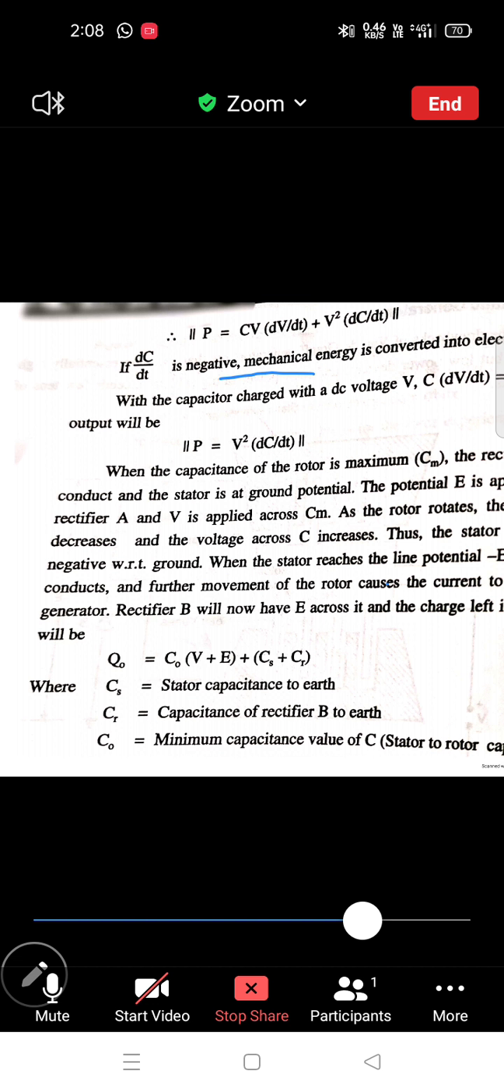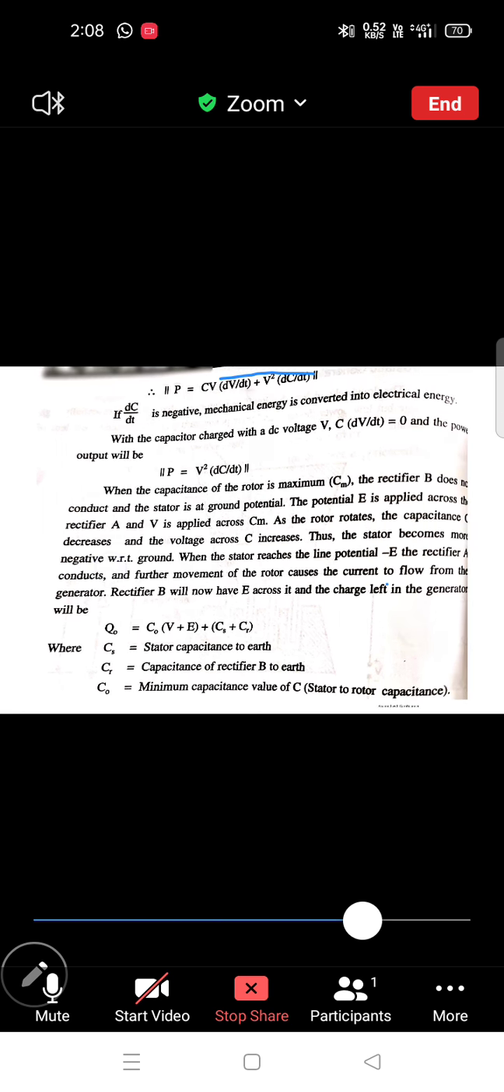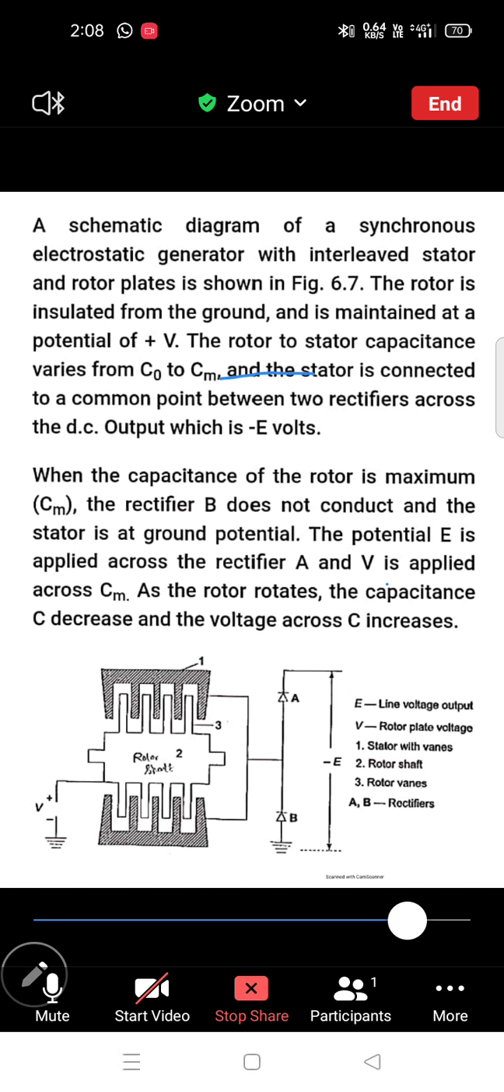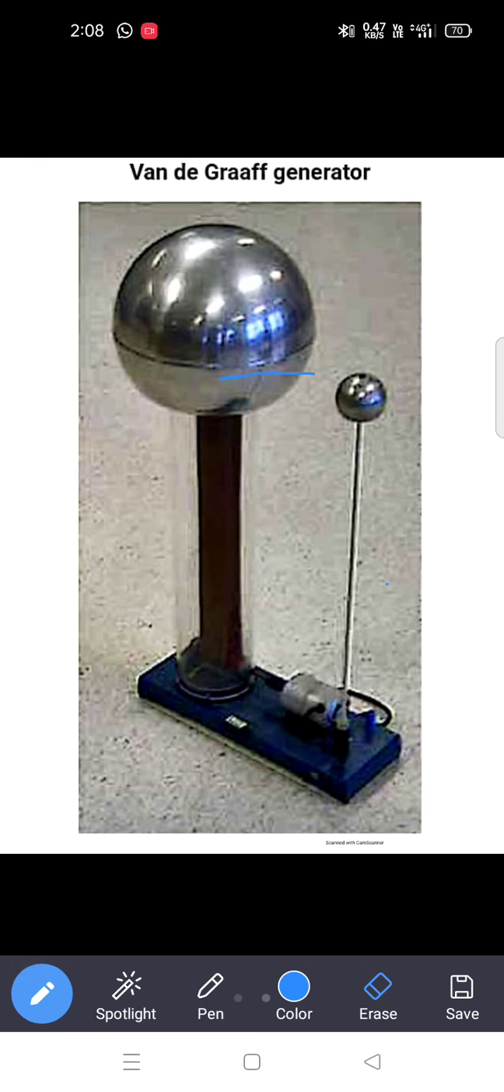Now what is this Cs and Cr? Cs is the stator capacitance to earth, Cr is the capacitance of rectifier B to earth, and C0 is the minimum value of C. Okay, this is the schematic diagram which we see.